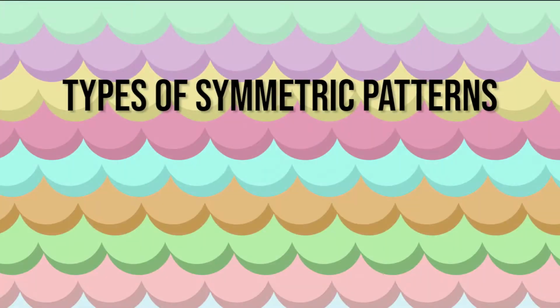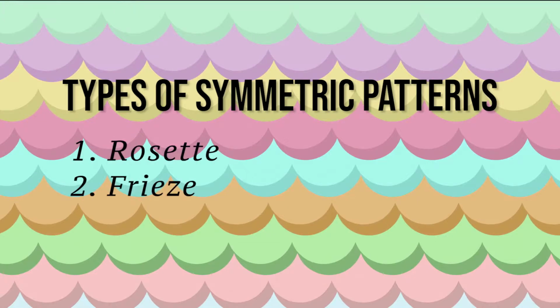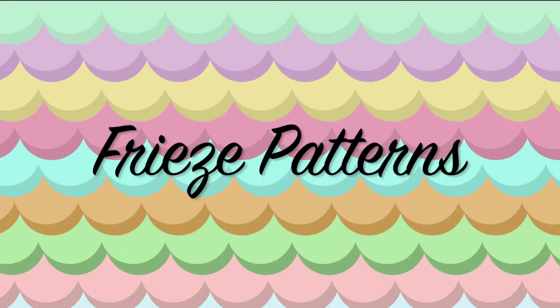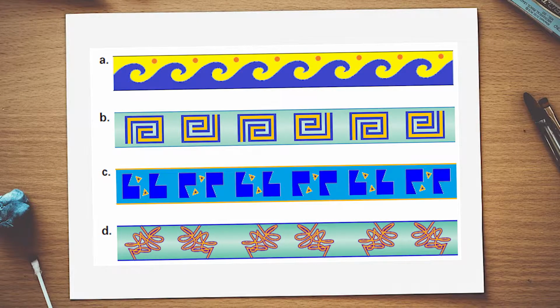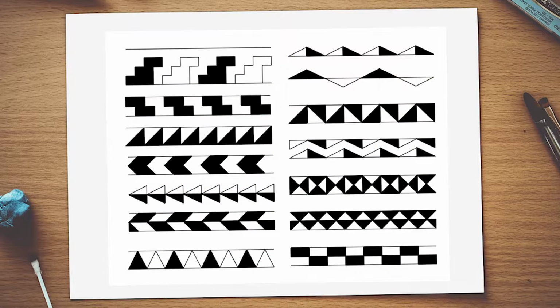There are three types of symmetric patterns: rosette patterns, frieze patterns, and multiple patterns. In this presentation, we'll talk about frieze patterns only. Frieze patterns are basically patterns that can be mapped onto themselves with one or more transformations. They extend both left and right on a line.